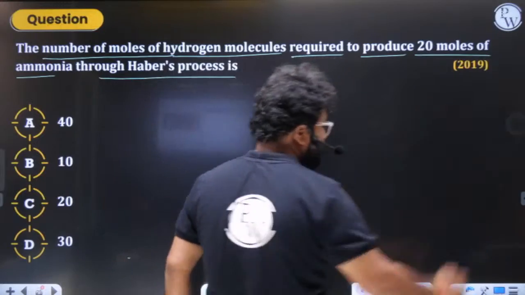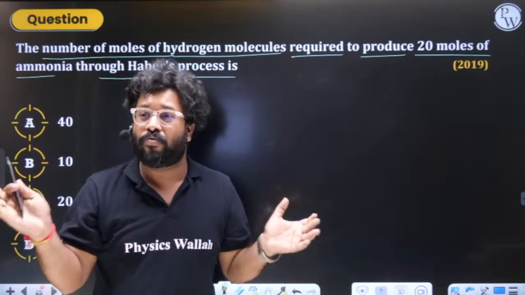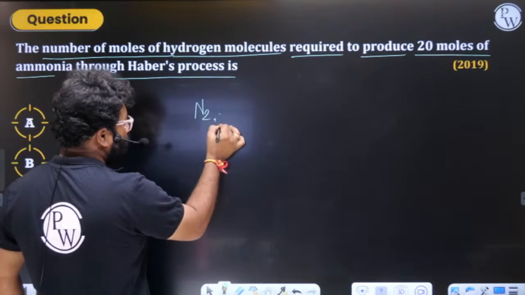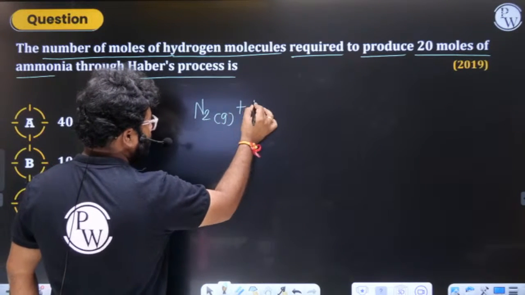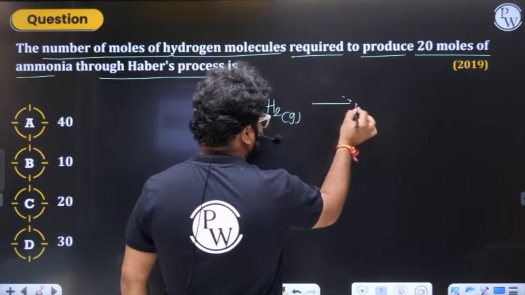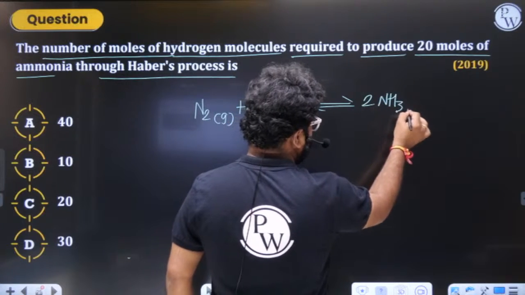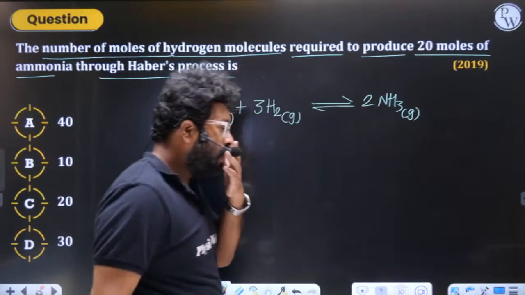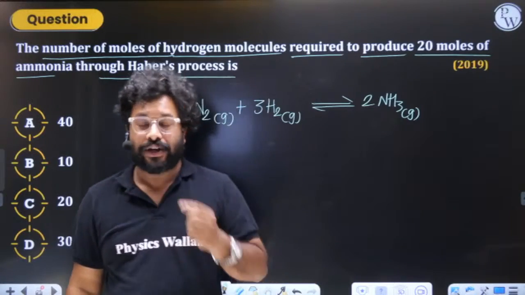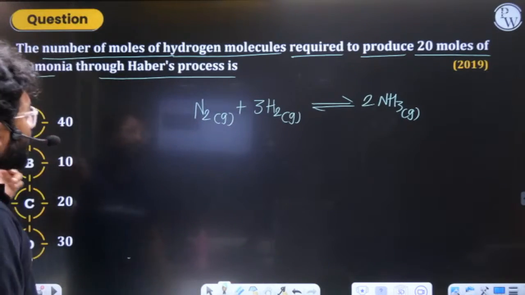Haber's process. To be able to solve this question, you should know what Haber's process is. In the Haber's process, 1 mole of nitrogen reacts with 3 moles of hydrogen to get you 2 moles of ammonia. So this is the stoichiometry first of all. 1 mole of nitrogen reacts with 3 moles of hydrogen to get you 2 moles of ammonia gas. So what have they asked us?